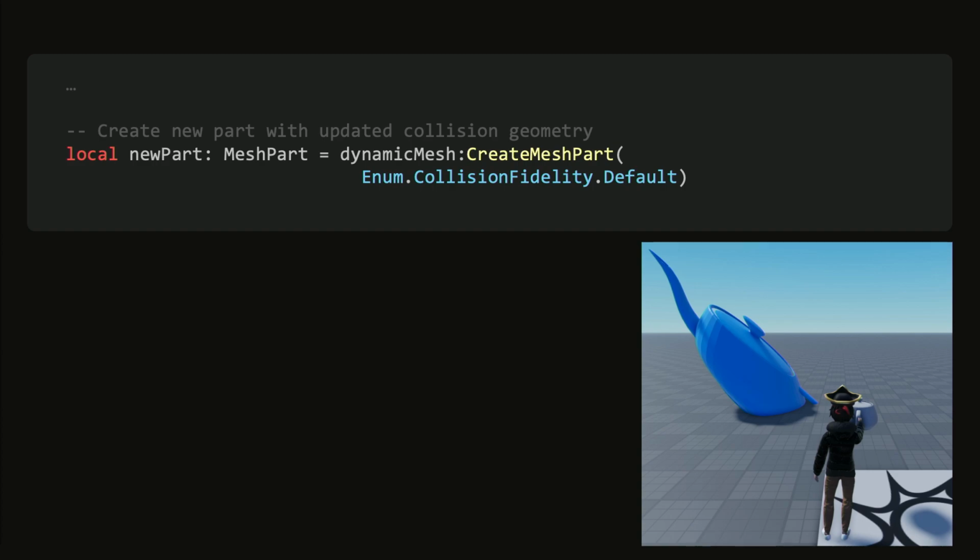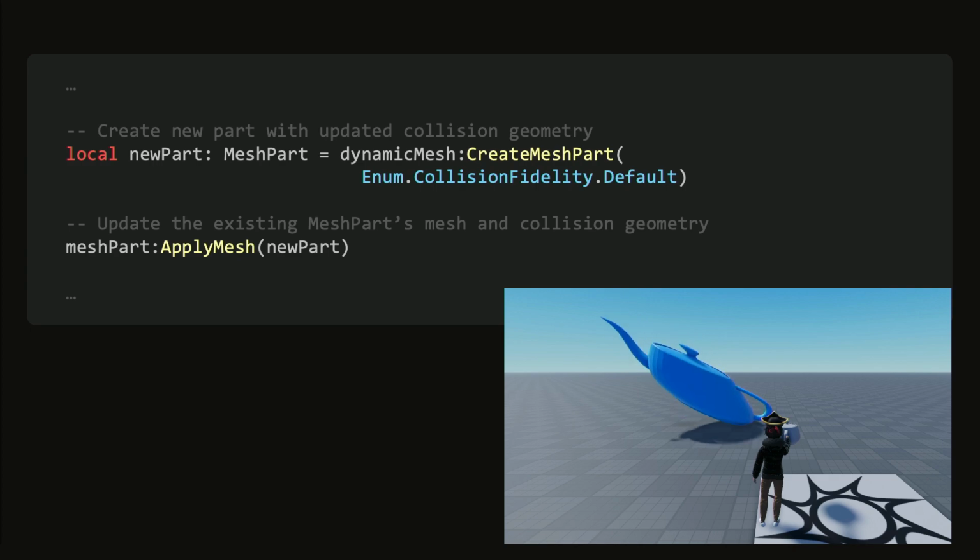So instead, once we're done editing, we can use this create mesh part API to convert this back into a regular mesh part and also set the collision fidelity. Finally, I can use the apply mesh API to take that create mesh part and the collision geometry and apply that. Then the physics engine takes over and does its thing. So you'll see the teapot pops back out and then it falls over just as you'd expect.